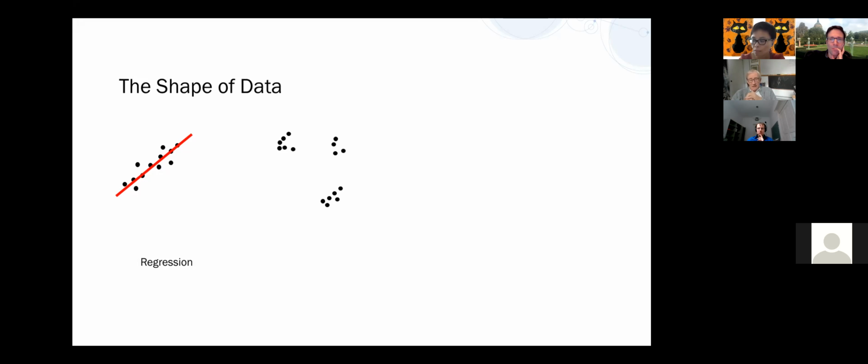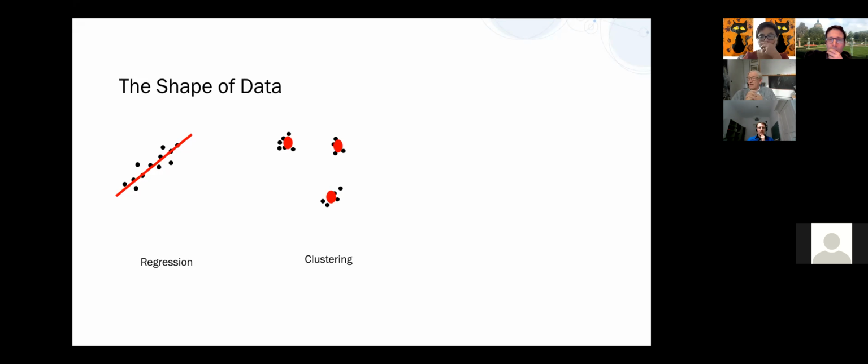So when I have data that looks like this instead, where it looks like it's three pieces, there's no line that approximates that or is very informative about that. But I can interpret clustering as approximating it by a shape. It's just that the shape is a little different.